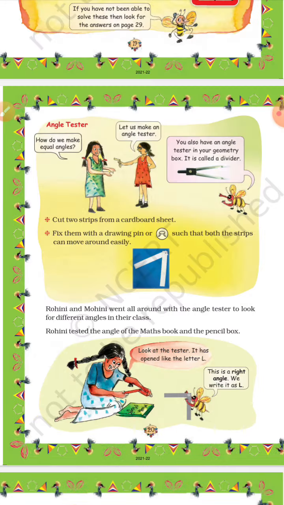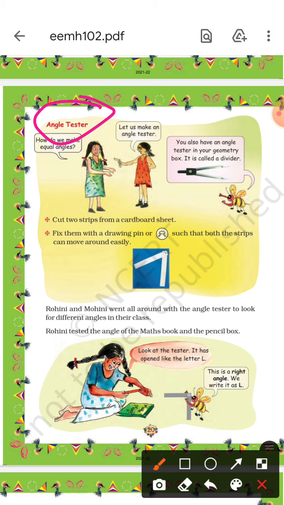Next, on the next page you can see the angle tester. Okay, so you can see that the girl asked, how do we make equal angles? And another girl replied, let us make an angle tester. Okay, so we have already seen this figure in our geometry box. It is called a divider. So you also have an angle tester in the geometry box, that is known as the divider.